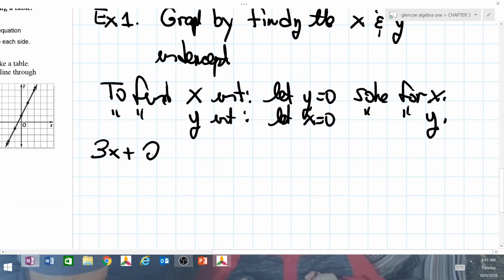And you guys, you did this last year. 3x plus 2y equals 6. So, to find the x-intercept, I kind of taught it this way for years. So let's just look up here and see.